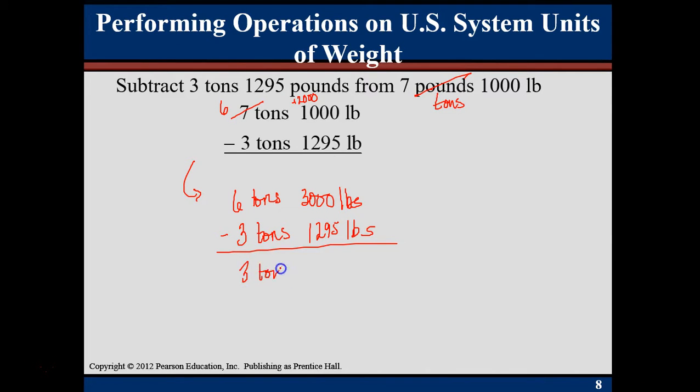And then 3,000 minus 1,295 would be, we'll have to do a bunch of borrowing here, or you'll have to add up. This would be a 10, 9, 9, and then a 2. So I have 5, 0, 7, 1. So my answer would be 3 tons, 1,705 pounds.